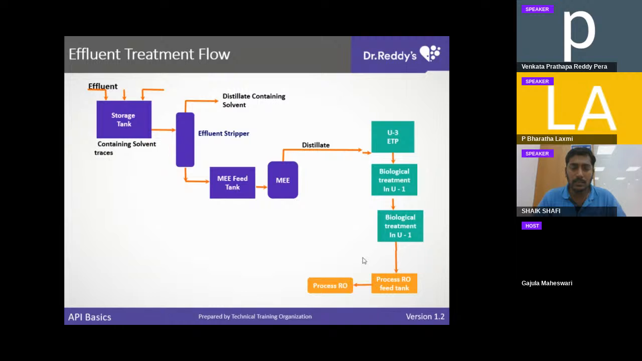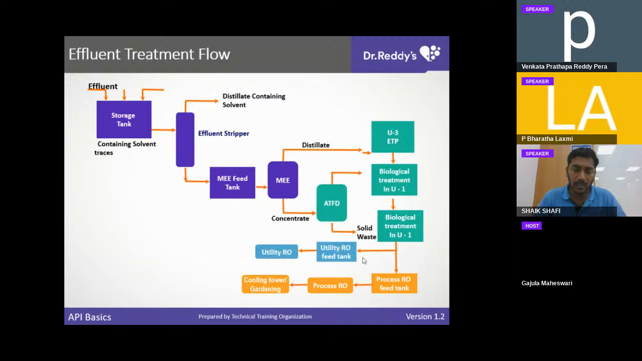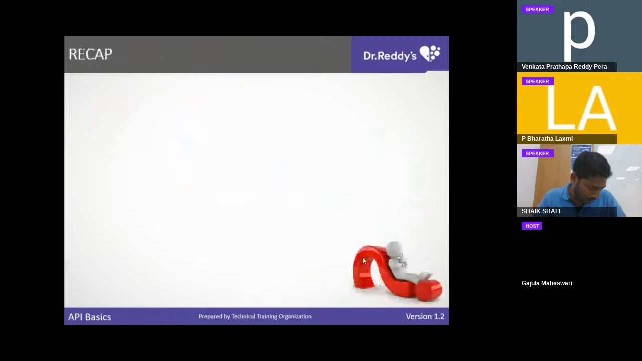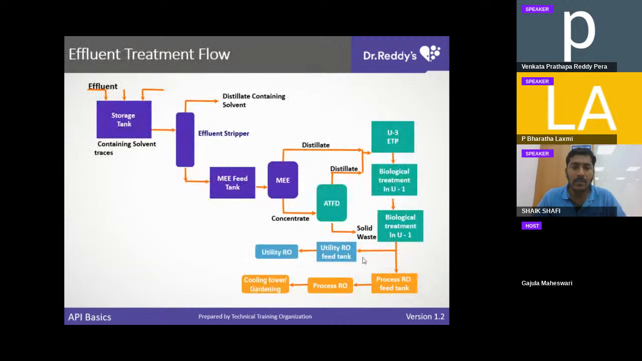Again, this comes under wastewater treatment. Basically, from the API process, we get different types of effluents. One is high TDS, another one is low TDS. High TDS means it contains more solids, low TDS means it contains fewer solids. Low TDS effluents we take through the reverse osmosis process. From there, we get pure water. That pure water we use for gardening and chillers for the purpose of utilities.